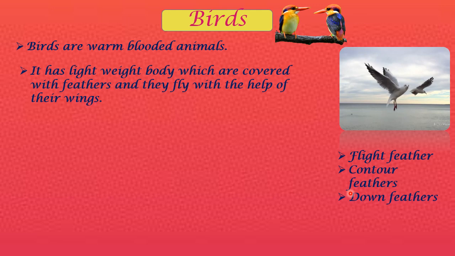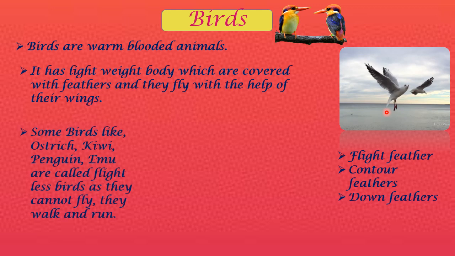All right, and then the down feather. What is the work of this down feather? It helps to insulate the bird by trapping the air. So when the bird puts the wings in and out, it traps the air, and then it pushes the body to move forward. These are the major roles of the feathers, which help the bird to fly. Apart from this, there are many other feathers you will learn about in your higher classes.